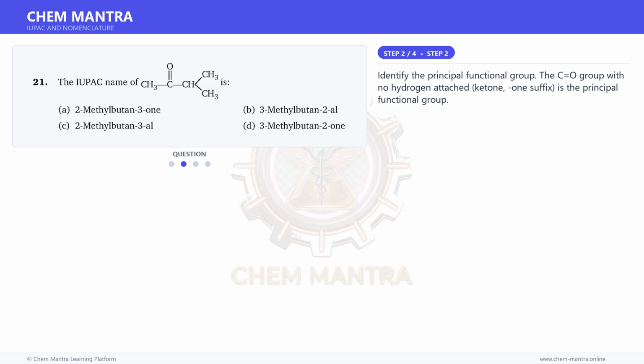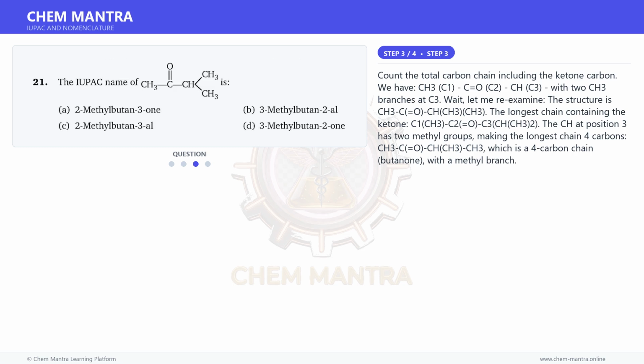Identify the principal functional group. The C=O group with no hydrogen attached, ketone, -one suffix, is the principal functional group. Moving on to the next step.